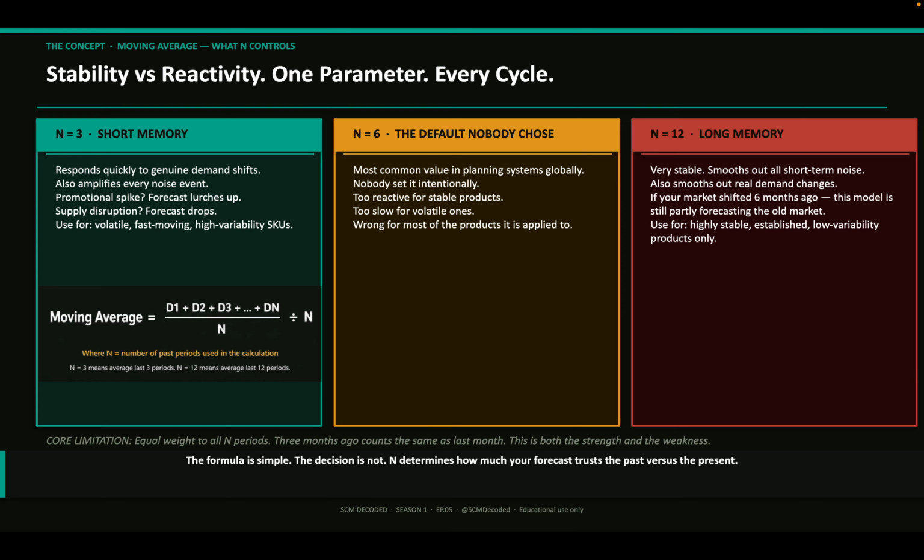The most common N value in practice is 6. Nobody chose it consciously. It was a system default, and it is probably wrong for most of the products it is applied to. Too reactive for stable products, too slow for volatile ones. So the trade-off N forces is between catching real changes and ignoring fake ones. Every product sits differently on that spectrum. N must match the product, not the system default.